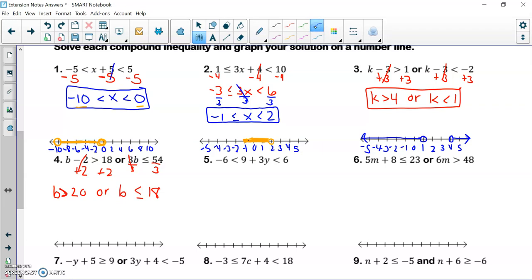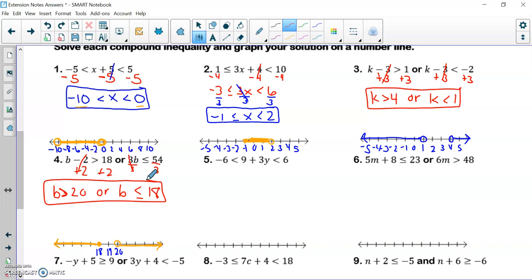So, graphing this now, I have an open circle at 20 and a closed circle at 18. I want b is greater than 20, so I shade to the right on that one. I want b is less than or equal to 18, so I shade to the left on that one. So, this is my answer. And since it was an OR inequality, you see that the shadings went in opposite directions.